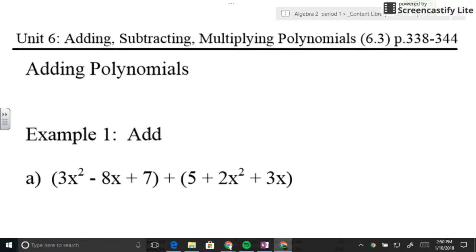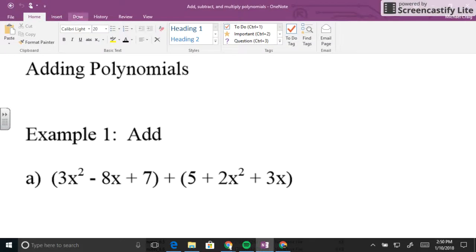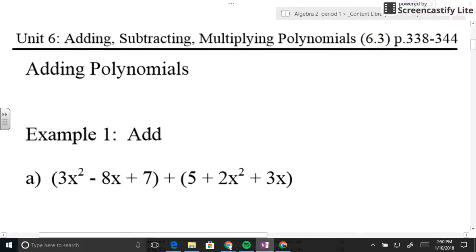Today we're going to talk about adding, subtracting, and multiplying polynomials. So first, in order to add polynomials, what we are going to do is combine like terms. So that's how we would add polynomials.